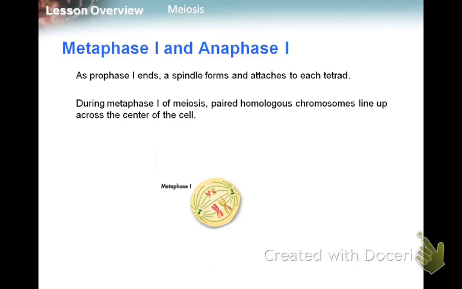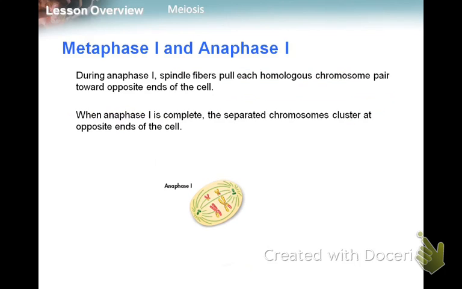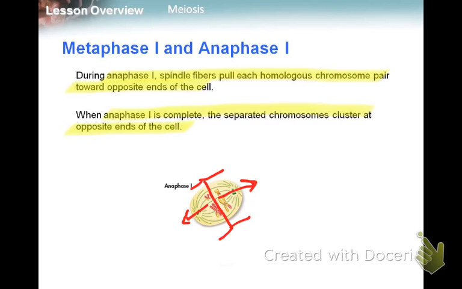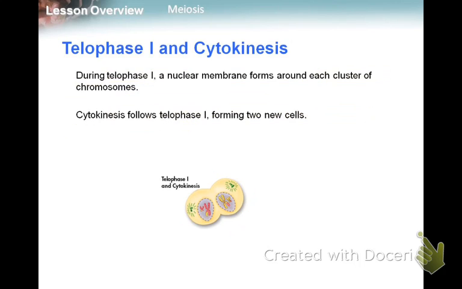Spindles form attached to each tetrad. In metaphase, the homologous chromosomes line up across the center of the cell. During anaphase 1, the spindle fibers pull the homologous chromosome pair apart towards opposite ends of the cell. So you see this separation happening between the homologous chromosomes. These go this way, these go this way. As anaphase 1 completes, the separated homologous chromosomes are at opposite ends of the cell.